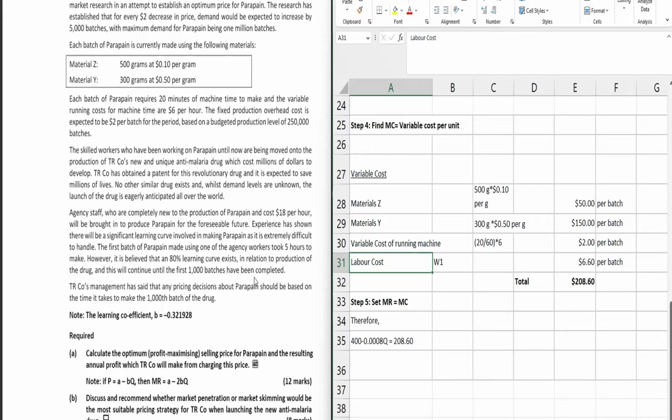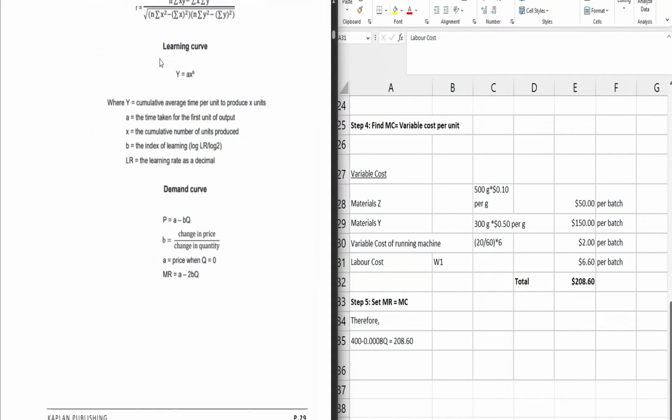So that means we need to calculate the cost for the 1,000th batch. And how can we calculate? Remember the formula of the learning curve, that is y equals a into x to the power b. So y is your cumulative average time per unit to produce x units. If we are calculating the learning curve for the 1,000th batch, y is, on average, the time it will take to produce the 1,000 units.